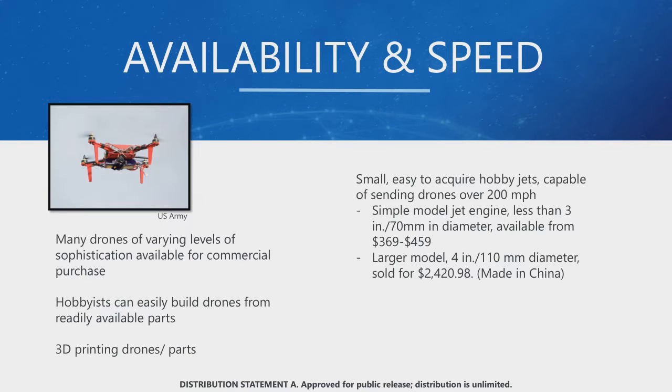Some of the things making drones more and more ubiquitous and more difficult to counter are their availability and speed. As I said, hobbyists can go out and build a drone. There are drones of various levels of sophistication available for commercial purchase. And in addition, we have 3D printing now, so people are 3D printing drones and parts of drones. Even some of the sensors that are out there might not pick it up as a drone because it's not giving off the typical drone signature.